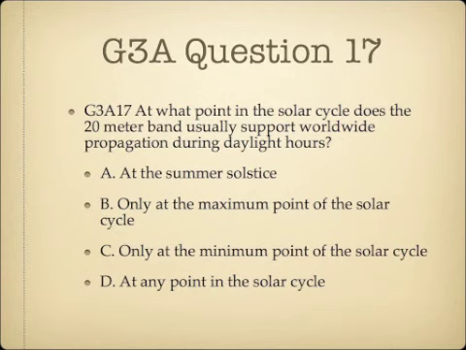Question 17. At what point in the solar cycle does the 20-meter band usually support worldwide propagation during daylight hours? A. At the summer solstice. B. Only at the maximum point of the solar cycle. C. Only at the minimum point of the solar cycle. Or D. At any point in the solar cycle.